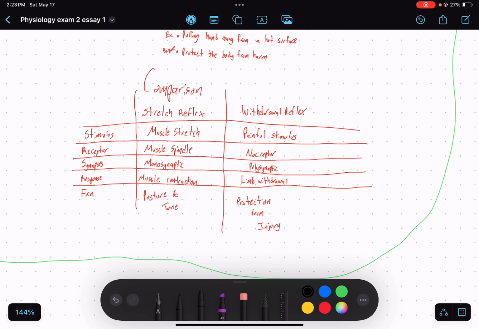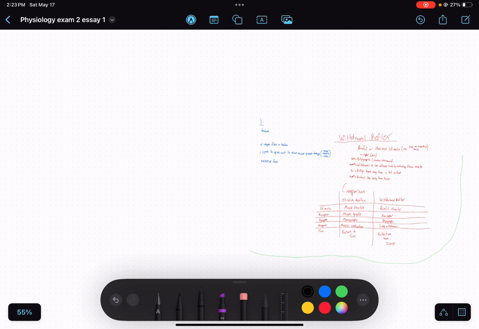And here's a comparison, brought up in a little chart. Your stimulus for the stretch reflex is muscle stretch, the receptor is the muscle spindle, the synapse is monosynaptic, your response is muscle contraction, and the function is posture and tone. While for the withdrawal reflex, it's a painful stimulus, its receptor is the nociceptor, it's polysynaptic, it causes you to withdraw your limbs, and it protects you from injury.